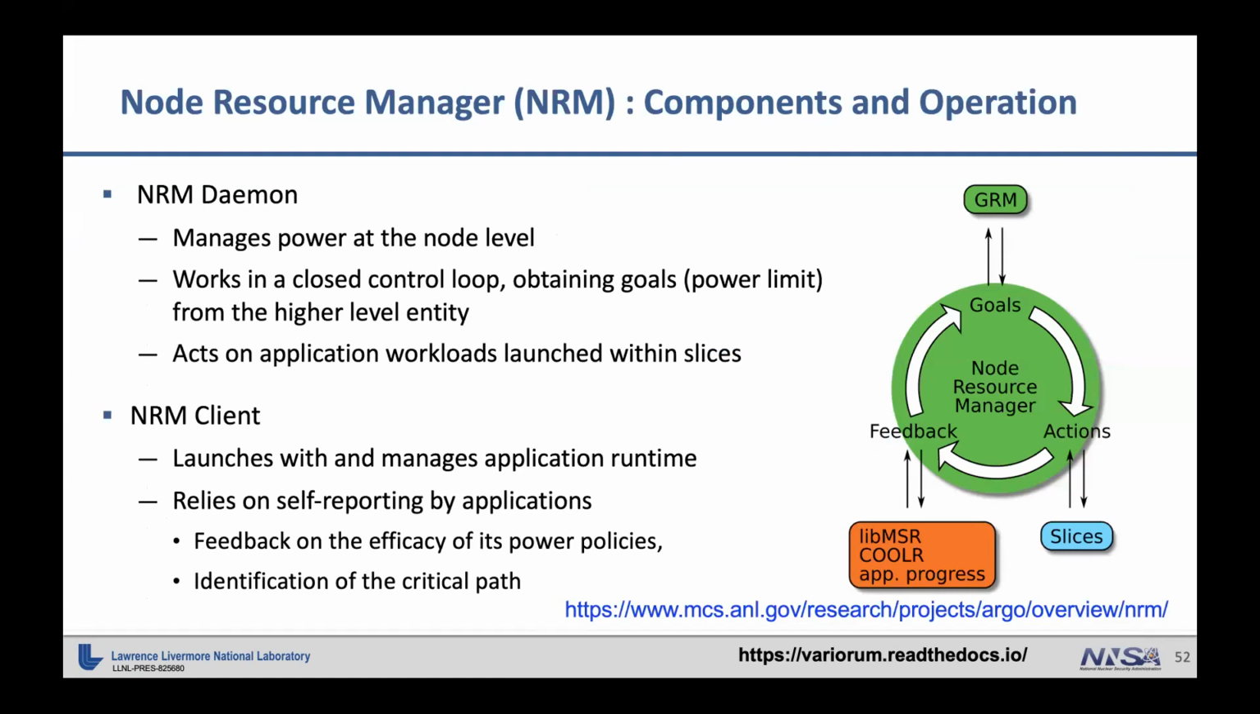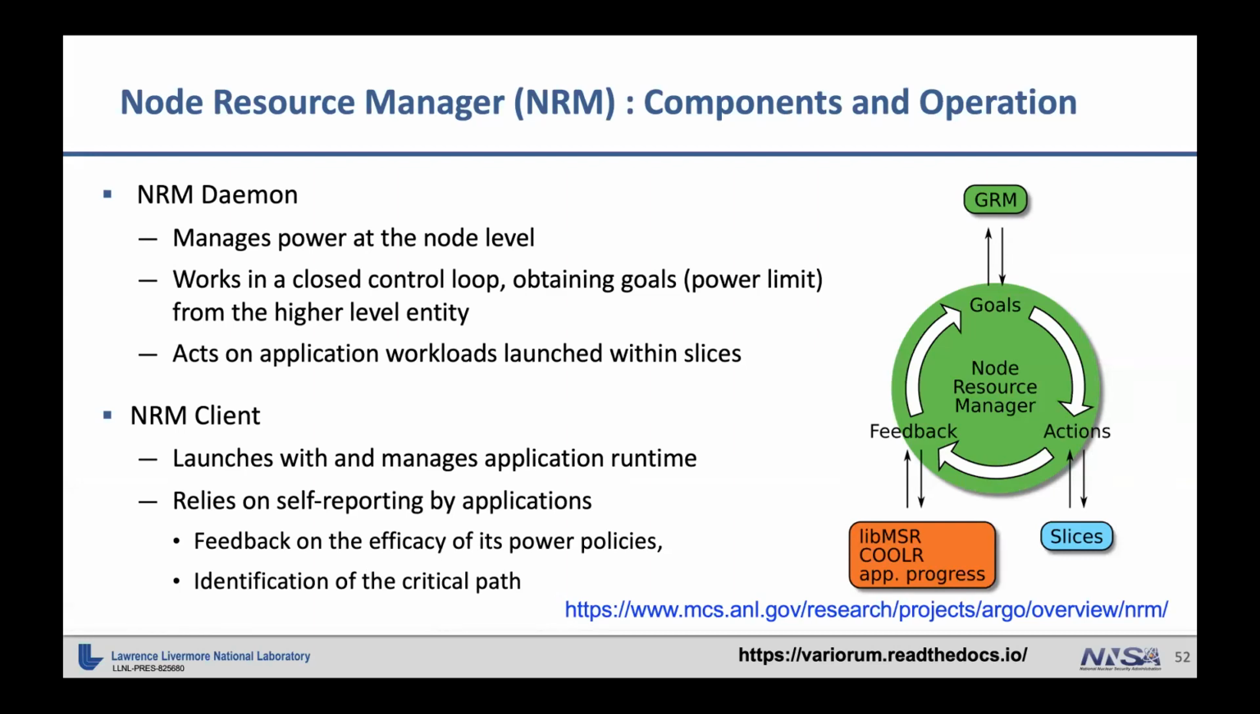So the node resource manager has two components, NRM daemon and NRM client. The NRM daemon is the hardware facing layer. So it manages the power at the node level, works in a closed control loop. It obtains the power limit or goals that has been set by the higher level entity. And it acts on application workloads. So again, it uses application telemetry wherever it can.